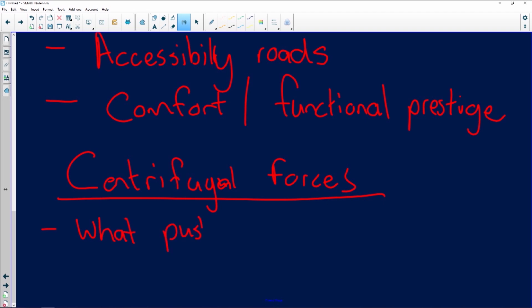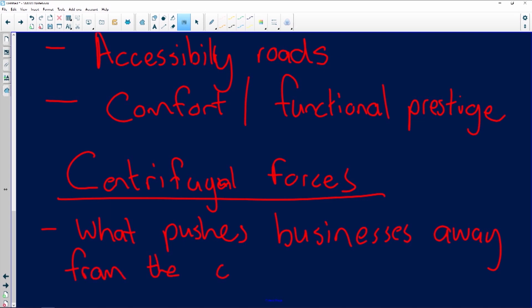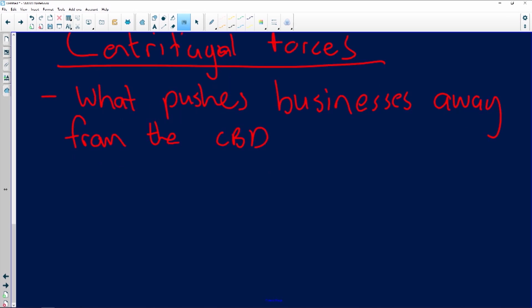What pushes businesses away from the CBD? Okay, and we have quite a number of factors that play a massive role in that. What pushes businesses away from the CBD? Now, put yourself in the business owner's shoes. Let's assume you had a business in Joburg CBD.